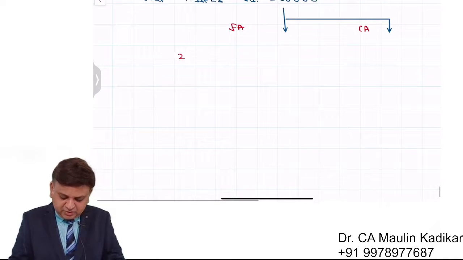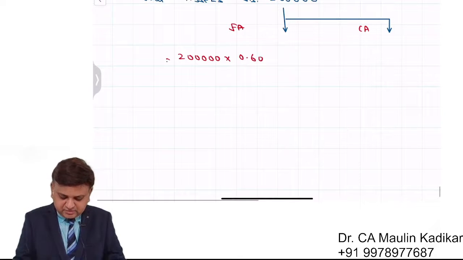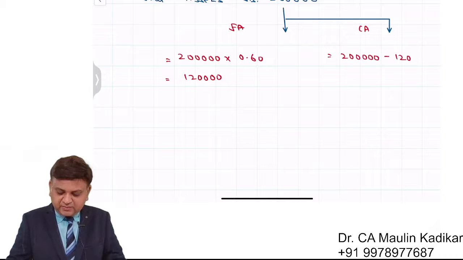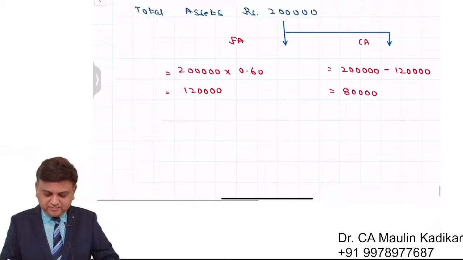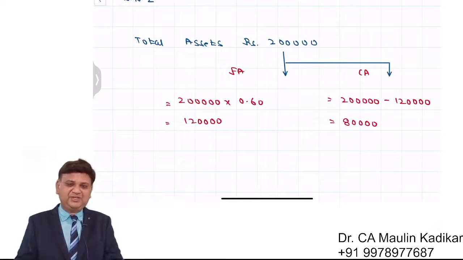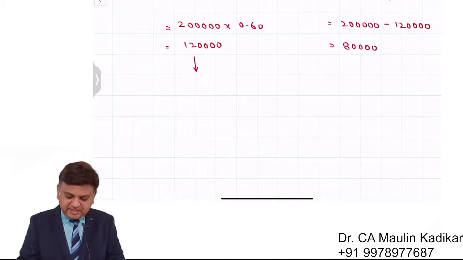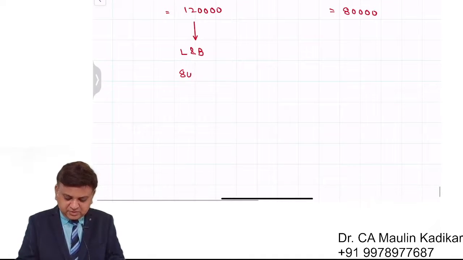So what will happen? It is 2 lakhs into 0.6. That is 1,20,000. Current assets would be balancing figure. So it is 2 lakhs minus 1,20,000. That comes to 80,000. That is the way we can have the bifurcation. Further, it has been provided to us. Land and building value remain unchanged. So it was 80,000. It will remain same, 80,000.